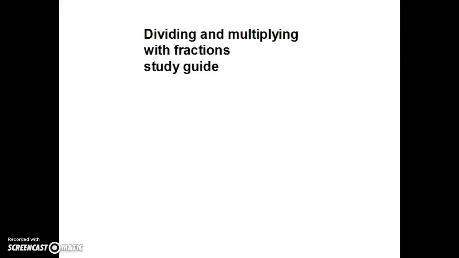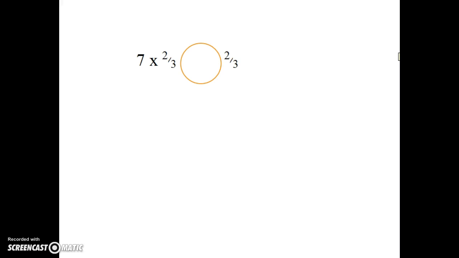This is going to be a fast version of me going through the Unit F study guide. On these kind of problems, here's what I tell the kids to do. Find a number or a fraction that's the same on both sides and put a box over it. So 2/3 is the same on both sides.